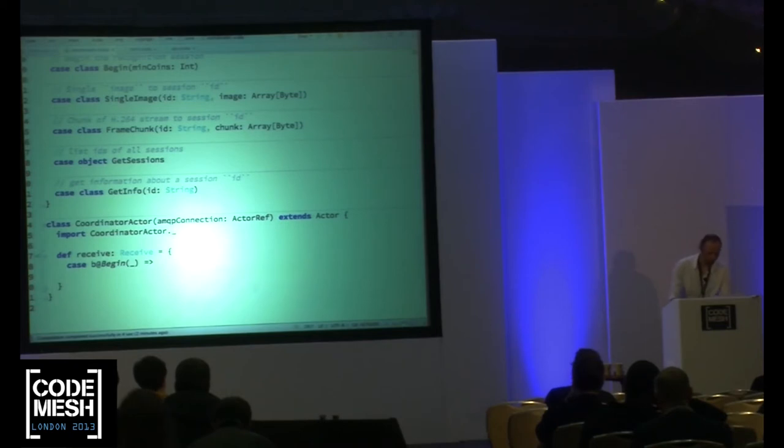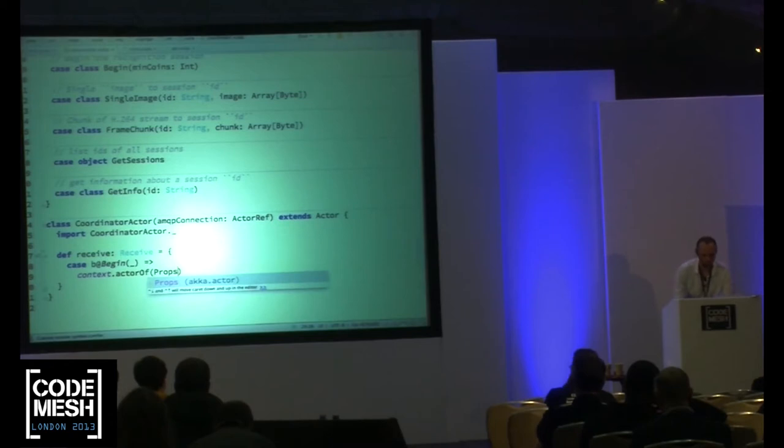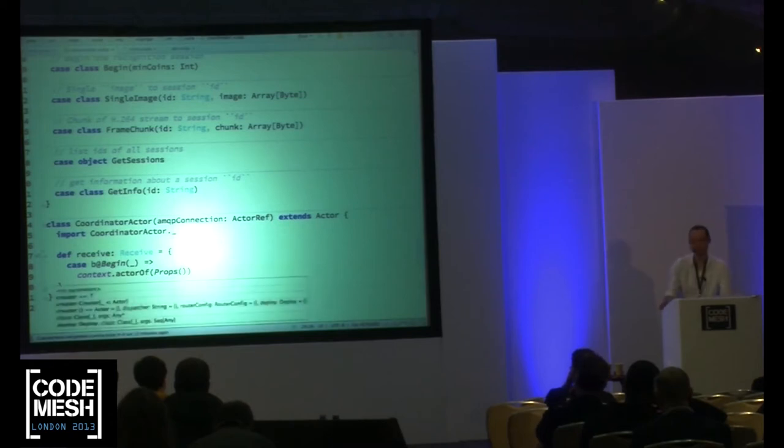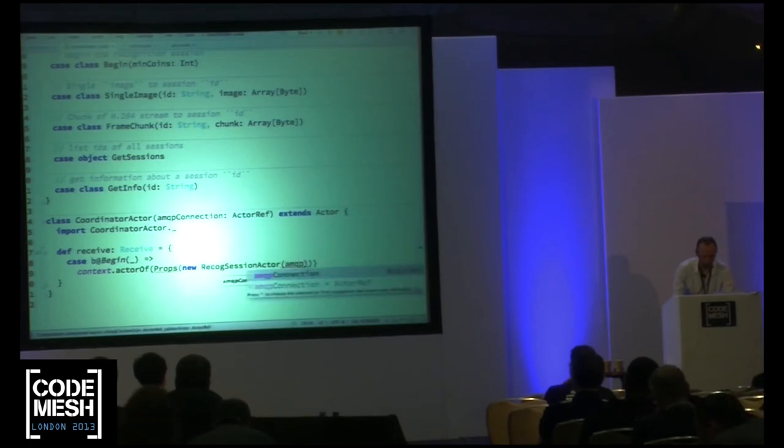So let's just do that, recognition session actor. So what could it be called? Well, never mind what it's called just yet. Context actorOf. So this is where the coordinator receives a message to begin a session, and then it's going to create an individual instance of the recognition session actor for every session. So it's completely isolated. Each session, so if you had multiple clients, they would be completely isolated from each other. So it's going to be a new recognition session actor, and that wants an AMQP connection and an actor that's going to return the responses somewhere.